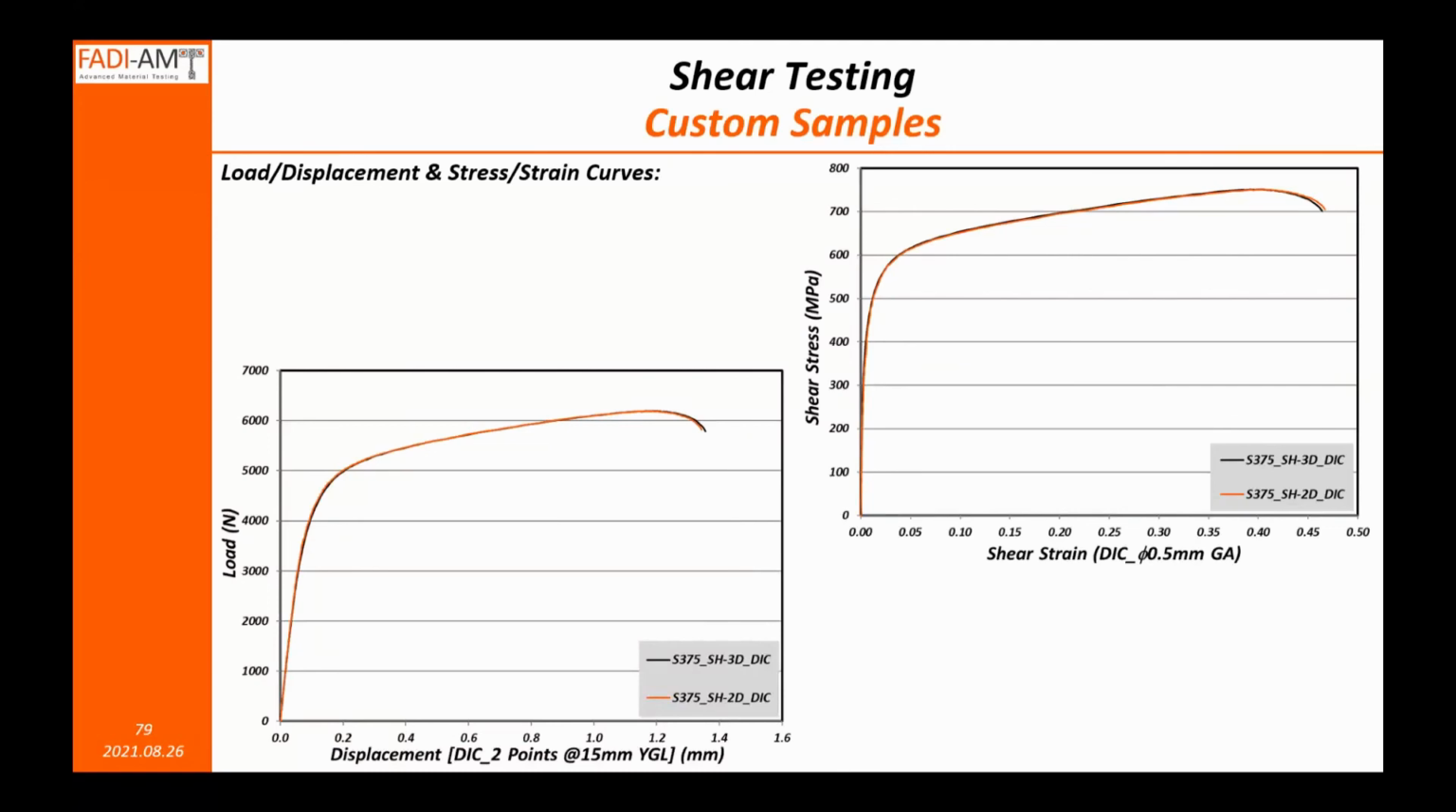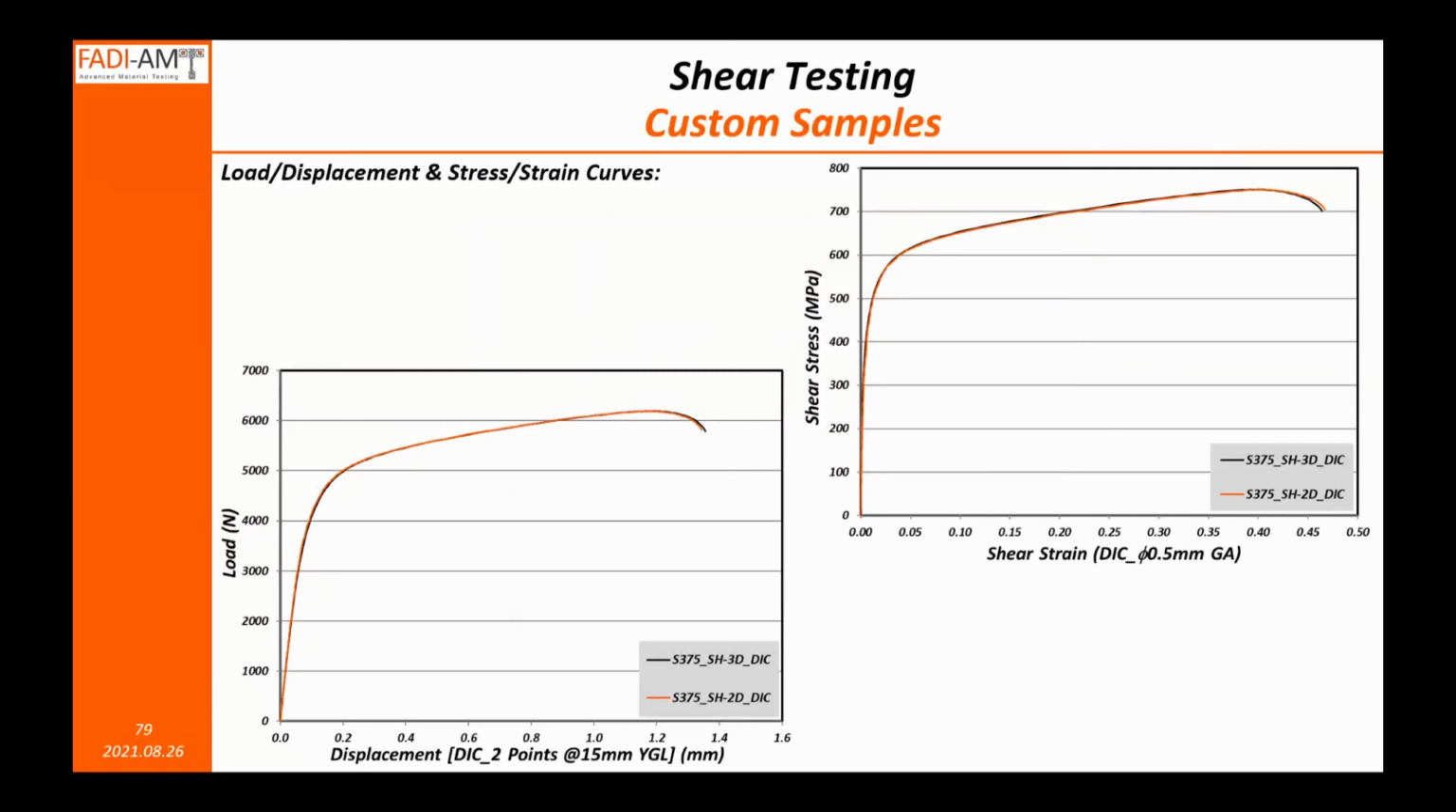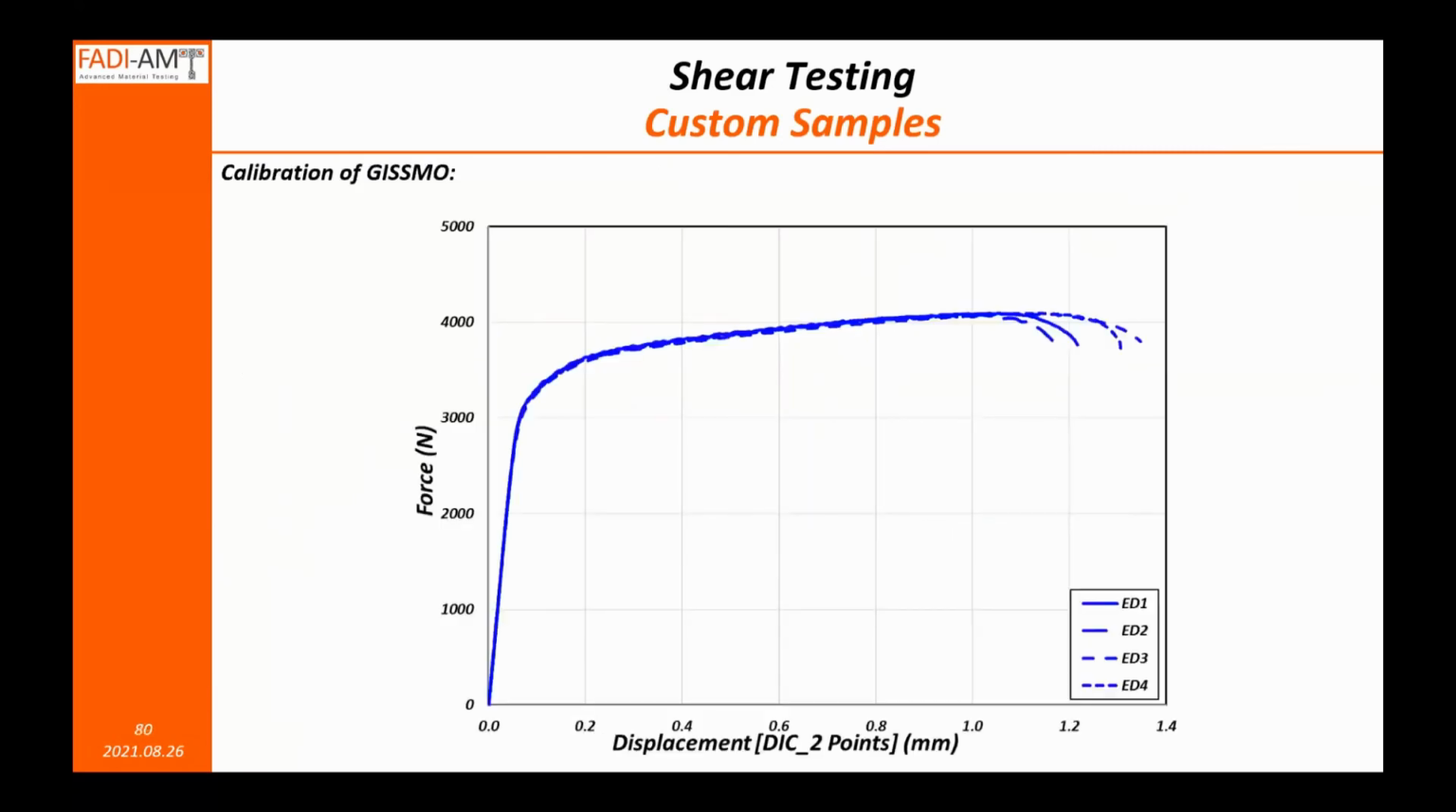And again, we go to these load displacement curves in shear testing, and we see that those differences are just represented by those deviations at the tips of those curves that you see here, which are nothing compared to the material variability curves themselves, regardless of what extensometer you use.